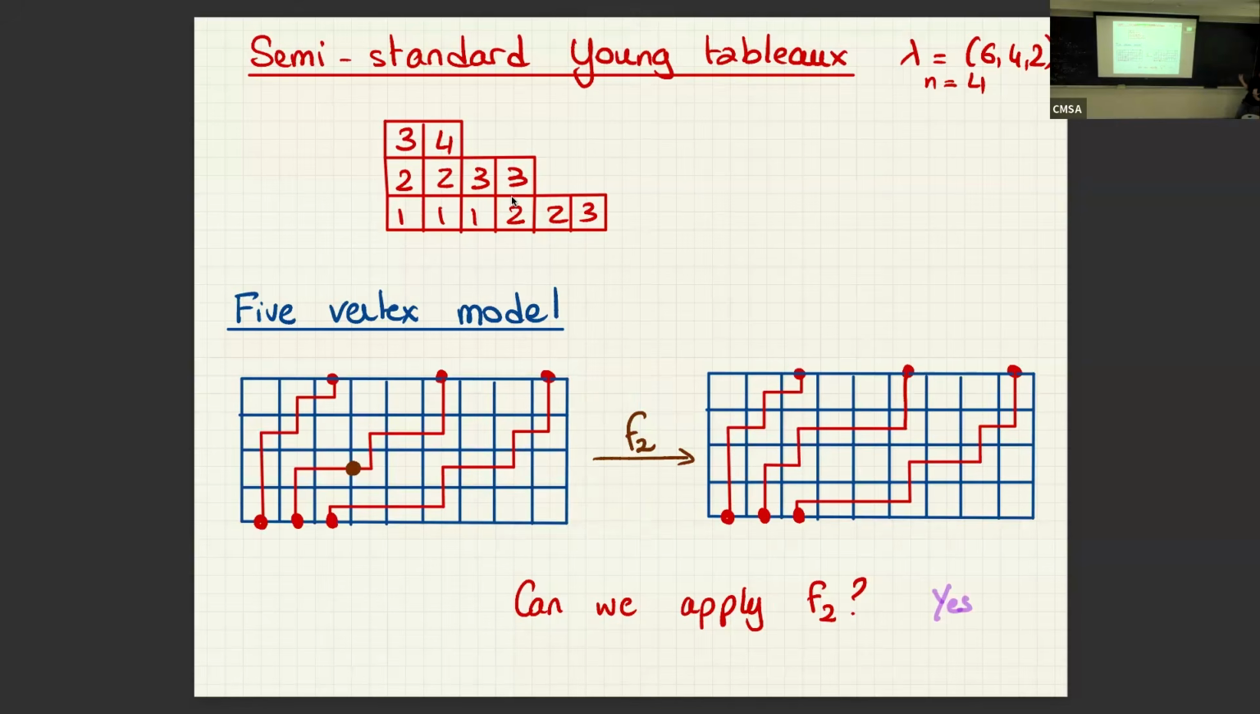When I do my pairing like that and there's no free step, that means I cannot apply my f_2 operator. And that's true for every i: if I want to apply f_i, I look at the two labels i and i+1, I do this pairing, and if I have a free step at level i, I just flip this.